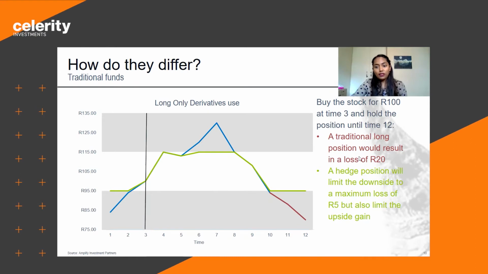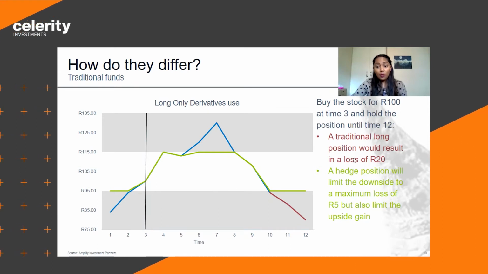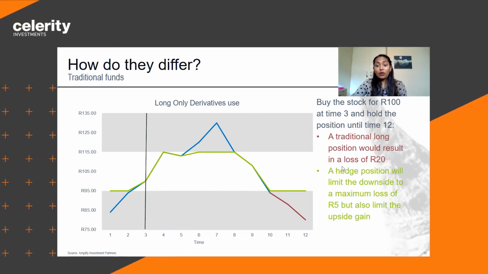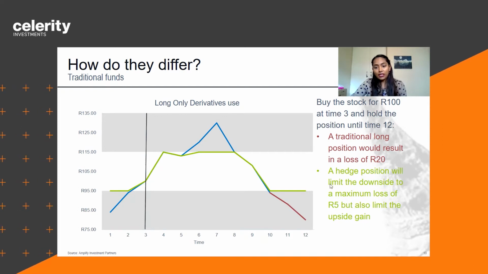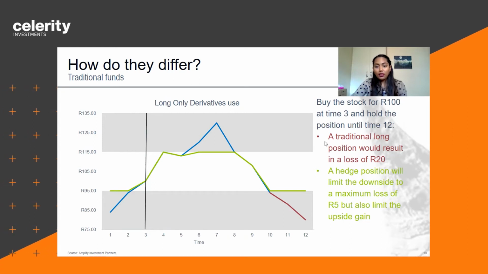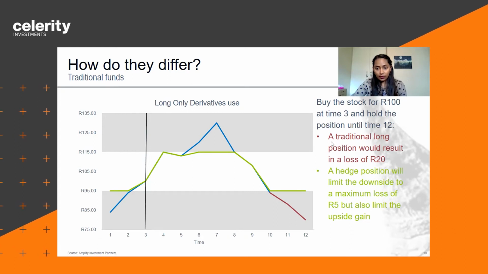The obvious answer would be to simply sell when the share price falls. But remember, in some cases, managers are compelled to hold certain shares because they make up such a large proportion of the market, Naspers being a prime example. This ultimately means that as the share price falls, the fund will also experience losses. In the long-only world, however, the manager does have some ability to protect himself.